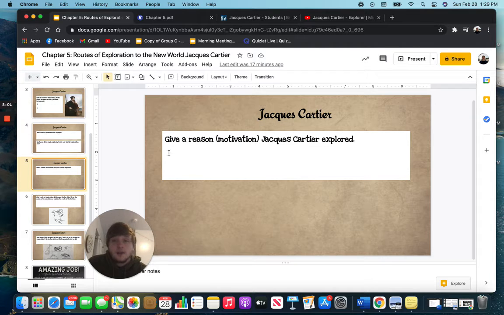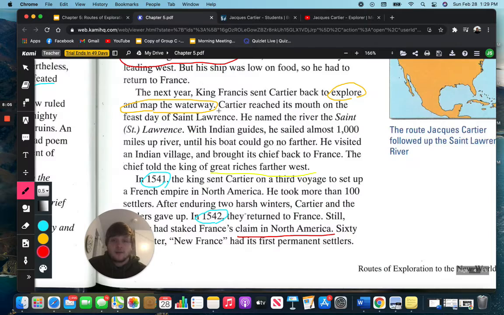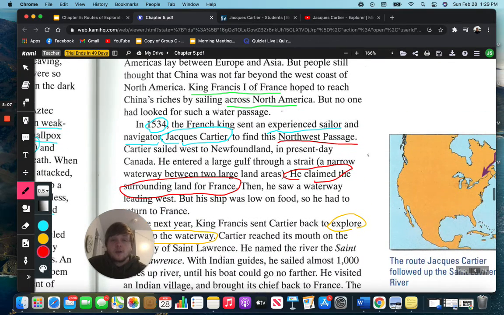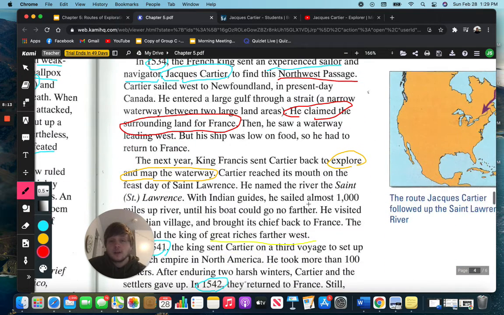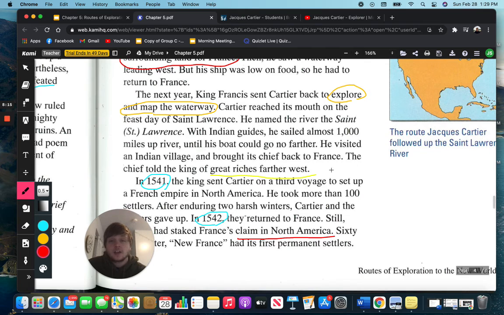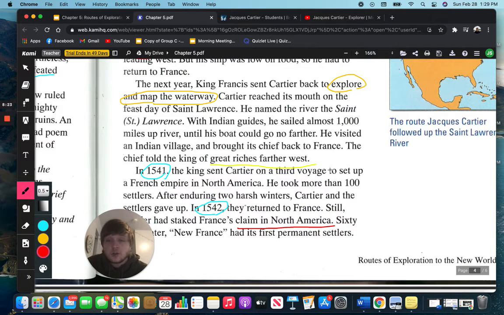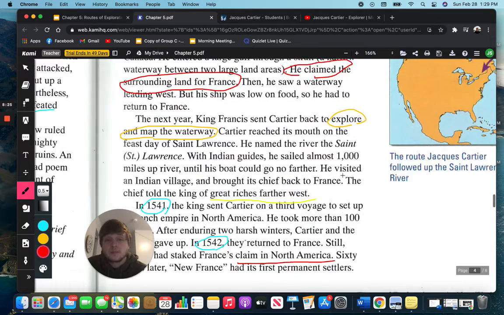And then give a reason or a motivation that Jacques Cartier explored. Let's see what we found. We know that Jacques Cartier wanted to find the Northwest Passage. We also know that he wanted greater riches that were further west. They were looking for greater riches further west, and just riches in general.